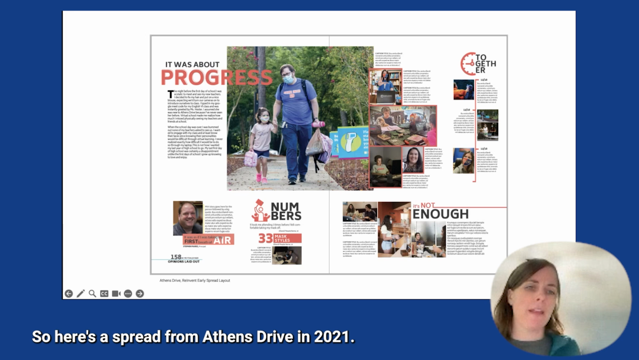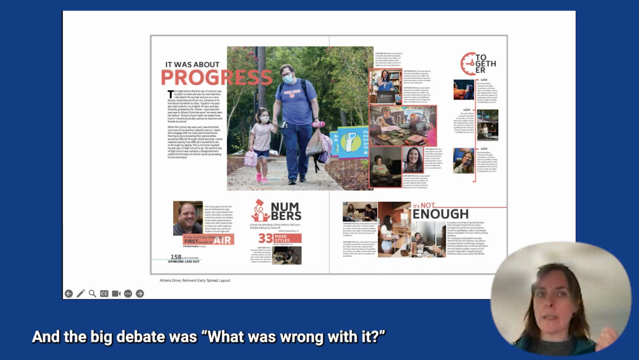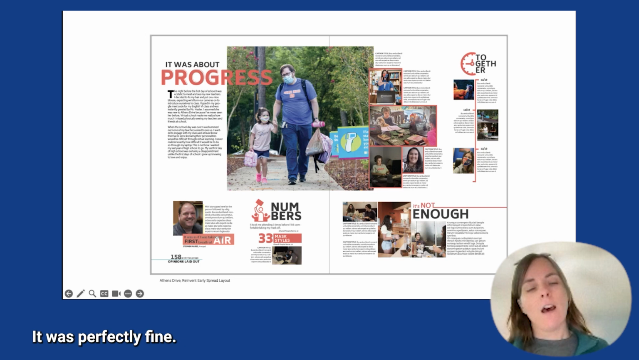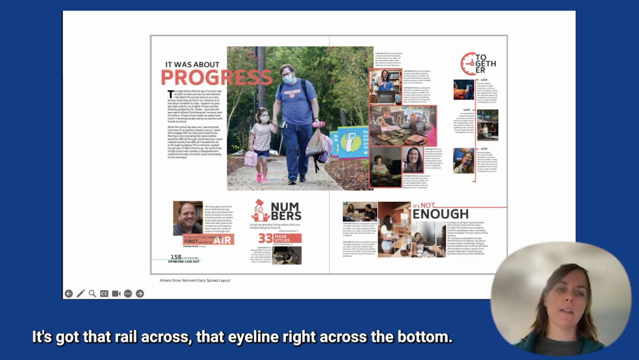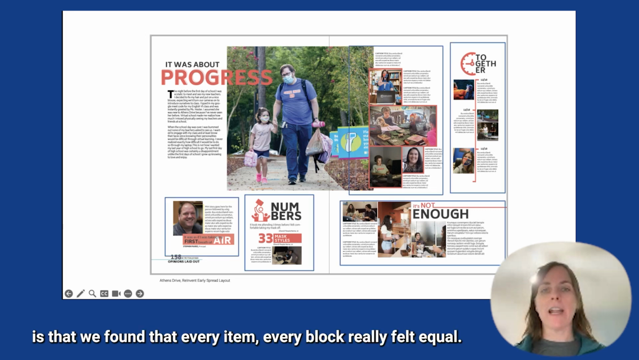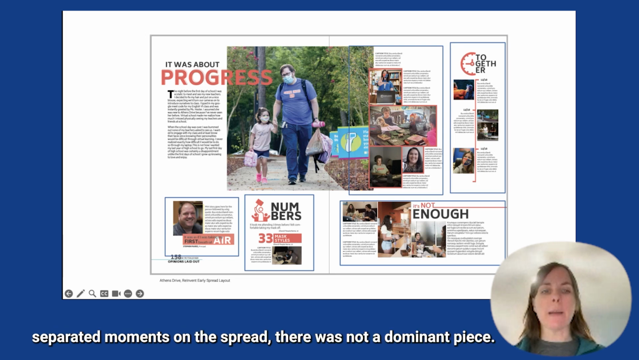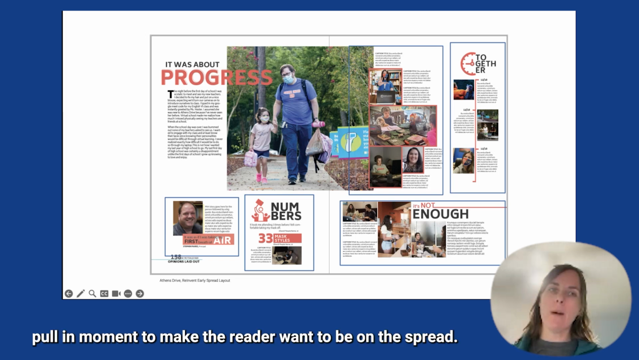So here's a spread from Athens Drive in 2021. It was one of their early developments, and the big debate was what was wrong with it. It was perfectly fine. It's like a token yearbook spread. It's got that eye line right across the bottom. What is falling short? And the problem is that we found that every item, every block really felt equal. So when you look at these separated moments on the spread, there was not a dominant piece. It was missing the top level pull in moment to make the reader want to be on the spread.